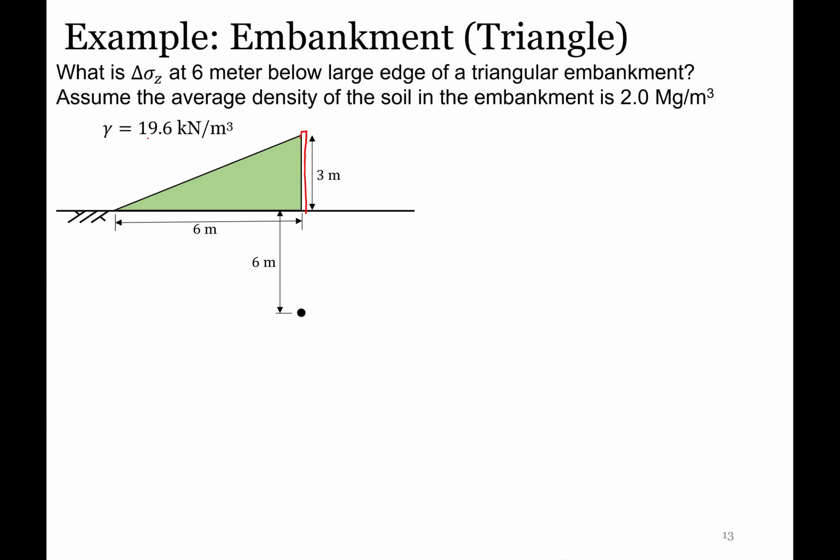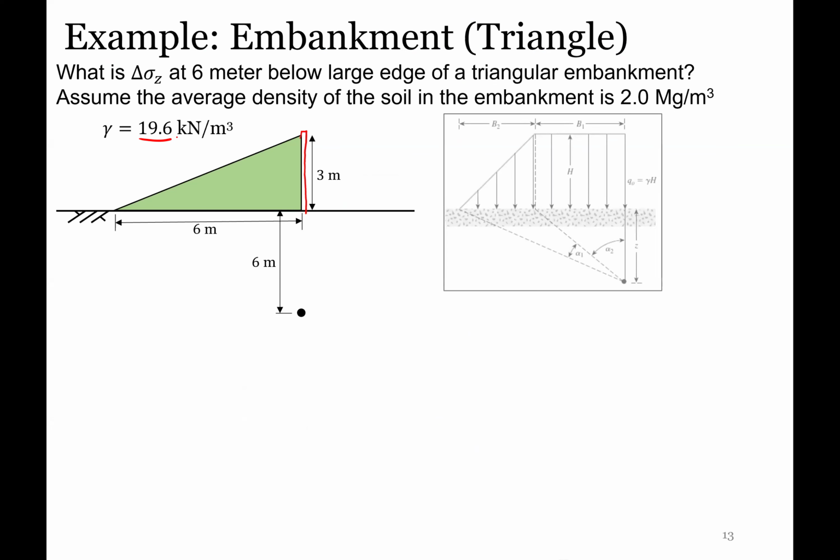We have the same density of 19.6 kilonewtons per cubic meter, same depth, 3, but now the width is going to be 6 meters, and this Z is going to be 6 meters below. So what is the, well, I guess I already found that there. So let's look at the geometry here. So remember, this is B1 and B2 is based off of this trapezoid, half trapezoid looking figure.